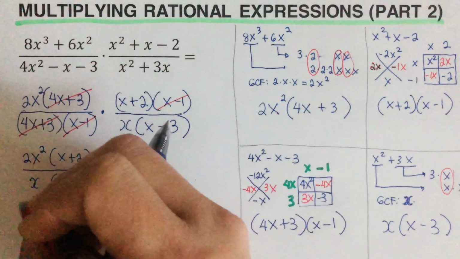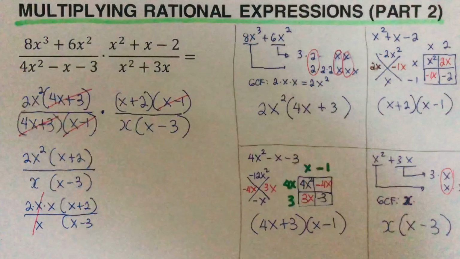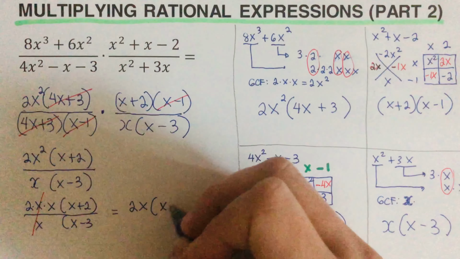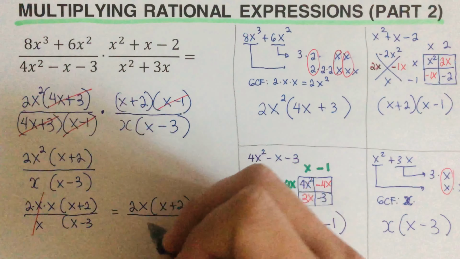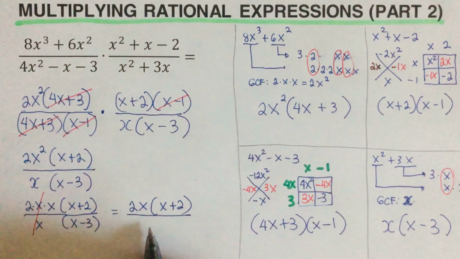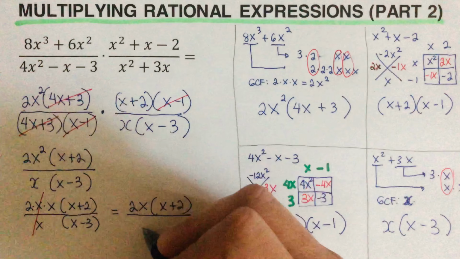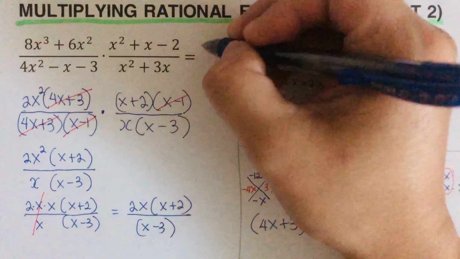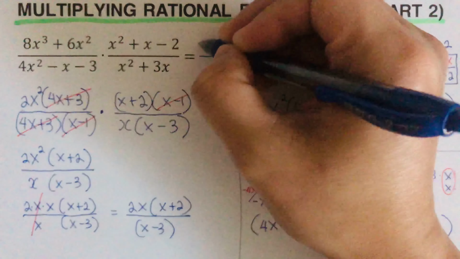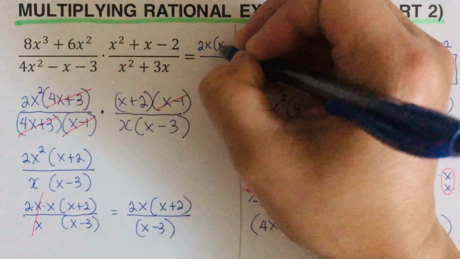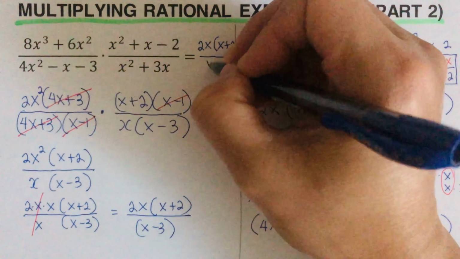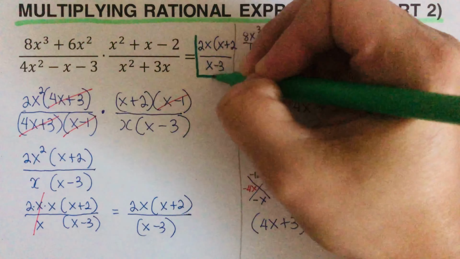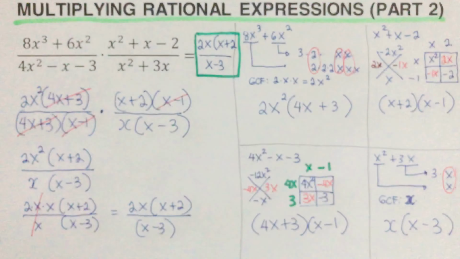So that we can cross out the x and the x here. So then we are left with 2x, and then we have x plus 2 over, that's gonna be x minus 3 left at the bottom since this is gone. So that is x minus 3. So then I can go ahead and write that up here as 2x times x plus 2 over x minus 3. So this is the product of this expression that we have right there.